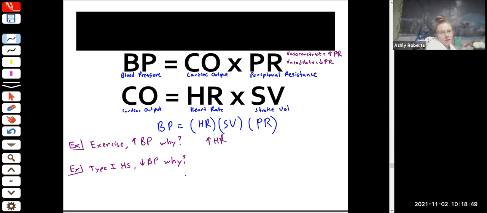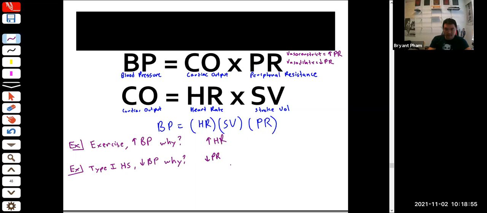Because the release of histamine causes the vessels to vasodilate. Nice. Decrease in the peripheral resistance secondary to that histamine. Okay, second part. How do we compensate for that drop in blood pressure? How do we try to increase or maintain blood pressure?